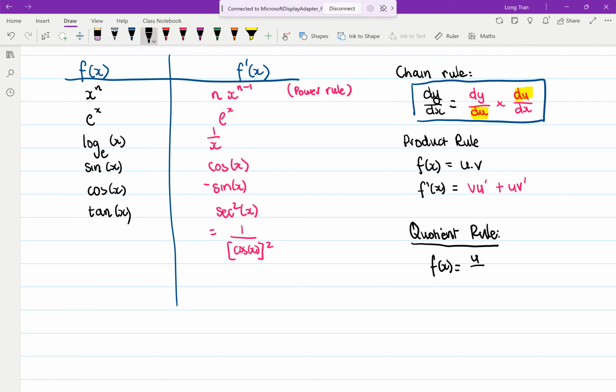If you have u divided by v, the derivative is vu dash minus uv dash all over v squared. Now, that's why I wanted you to write the product rule vu first. When subtracting, it does matter which one comes first in the quotient rule, whereas in the product rule, you won't have a problem. But if you mix the two, when you do the quotient rule, that's when it goes wrong.